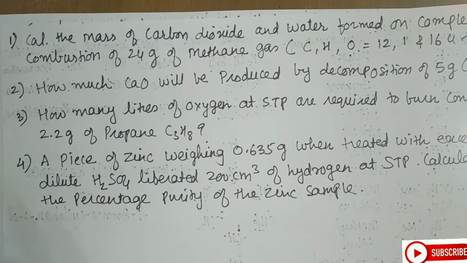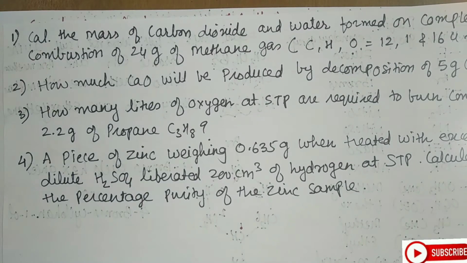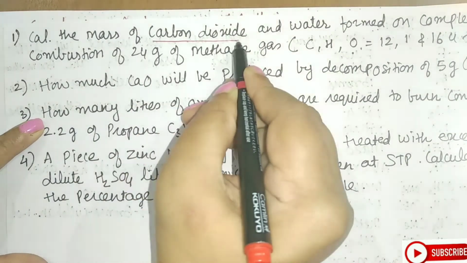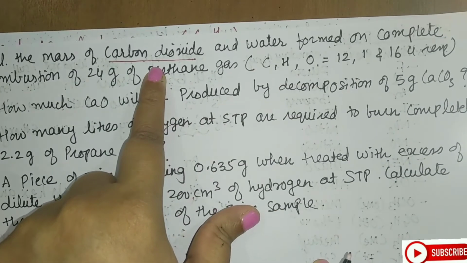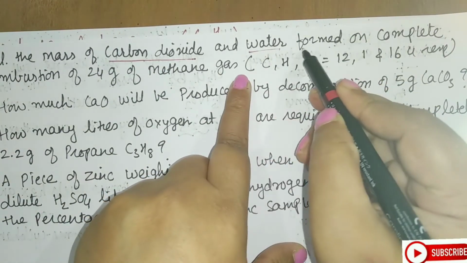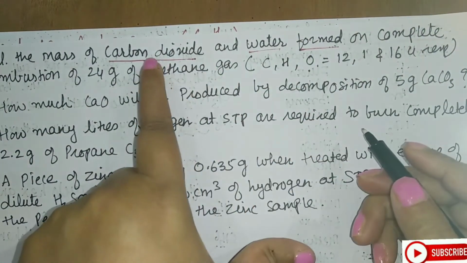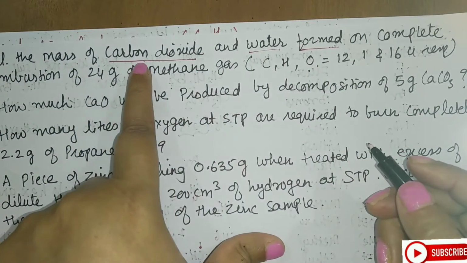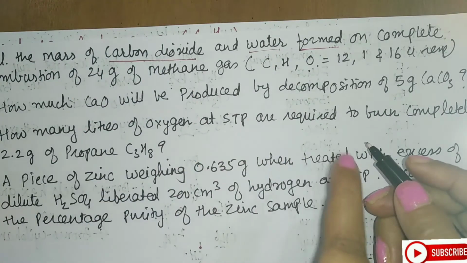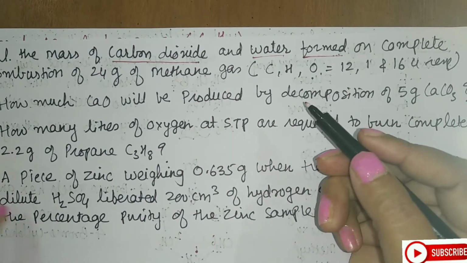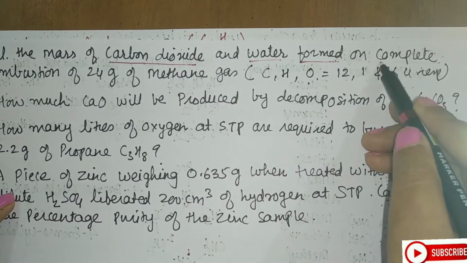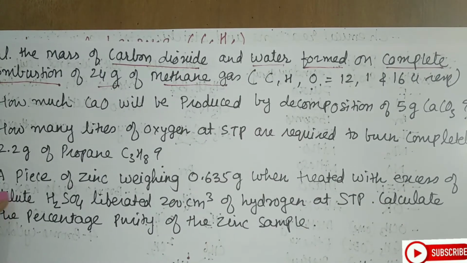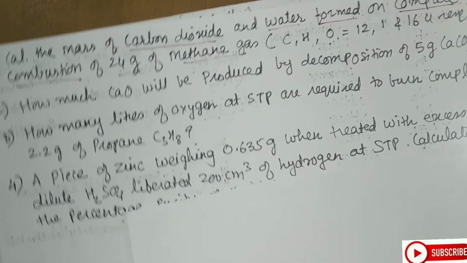Here I have written a few of the problems. Now the first problem is: calculate the mass of carbon dioxide and water which are formed. Means what, student? Carbon dioxide and water are getting formed, so you have to write carbon dioxide and water on the product side. Now which type of reaction are they talking about? They are talking about the complete combustion of that many gram of methane gas. So the reaction is combustion of methane.